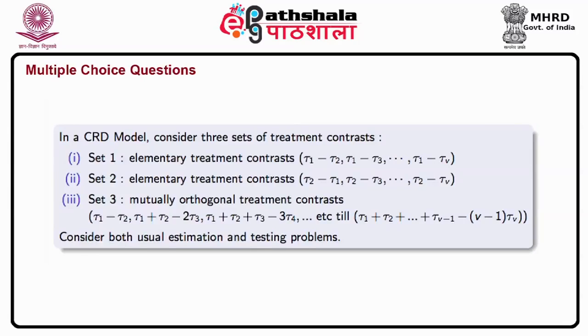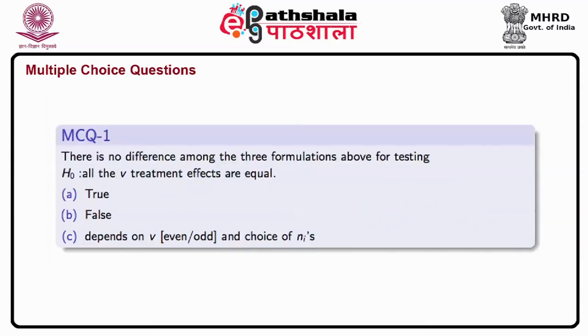And the question is, there is no difference among the three formulations above for testing H naught, which is that all the v treatment effects are equal. The options are true, false, or it depends on v, which is even or odd, and the choice of n_i's.